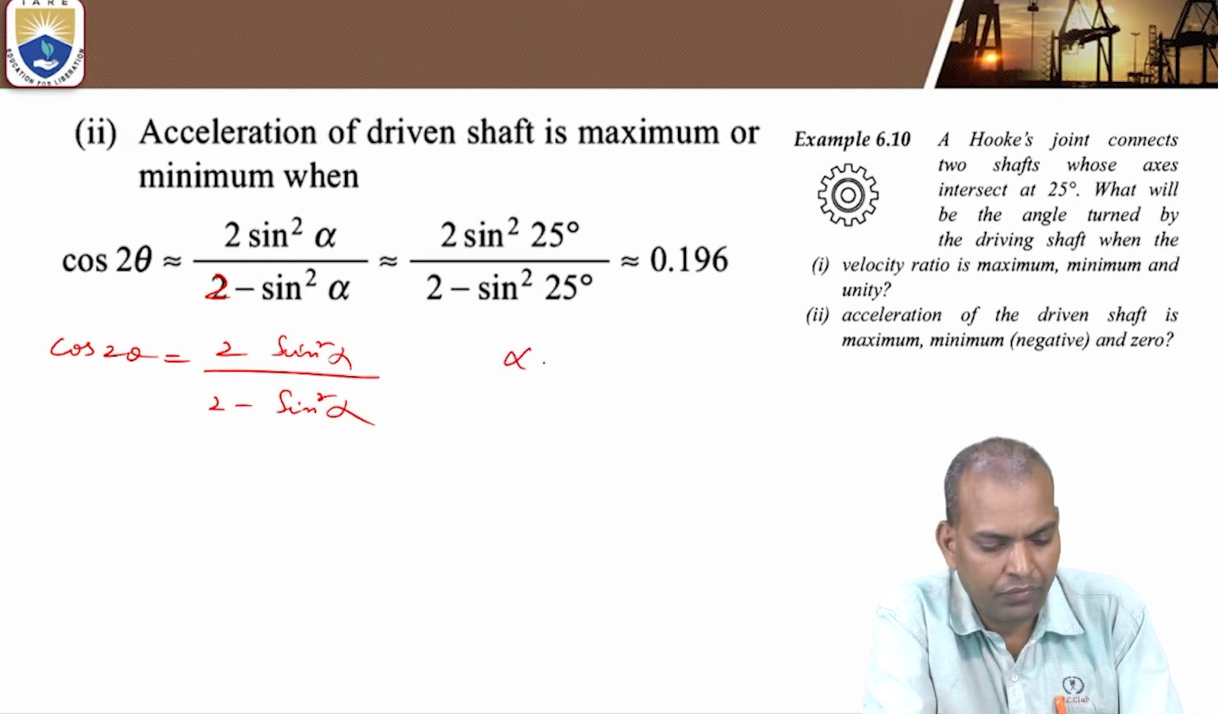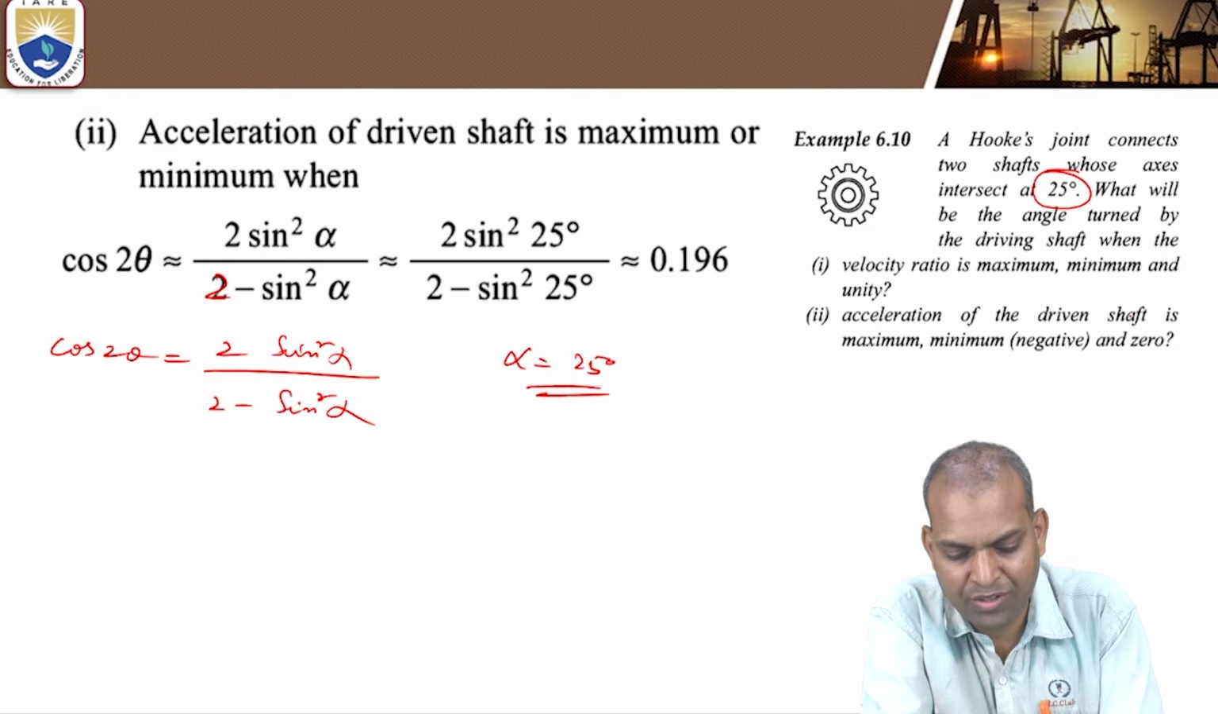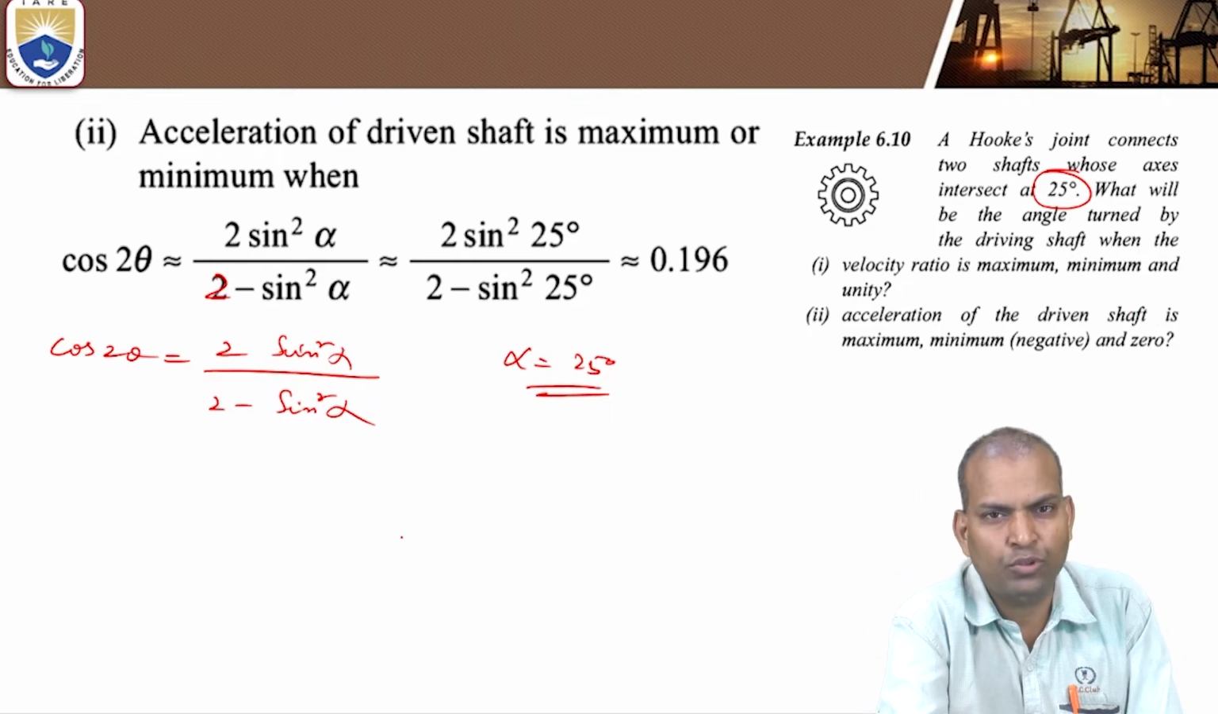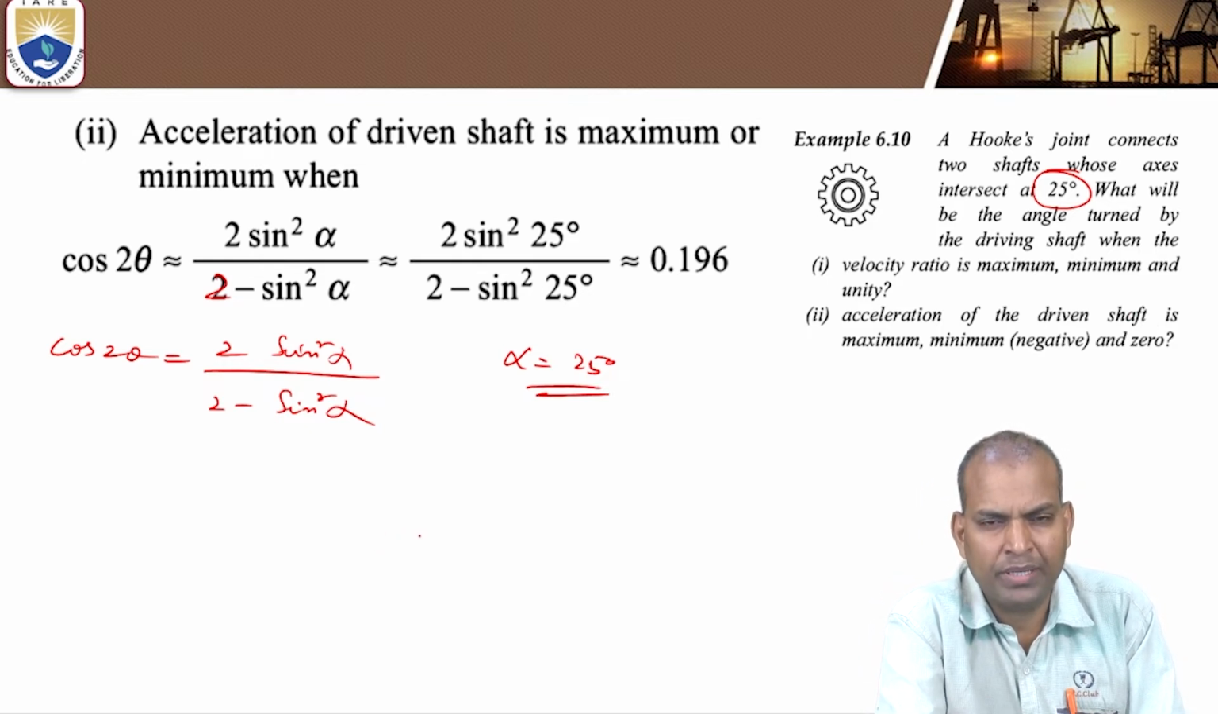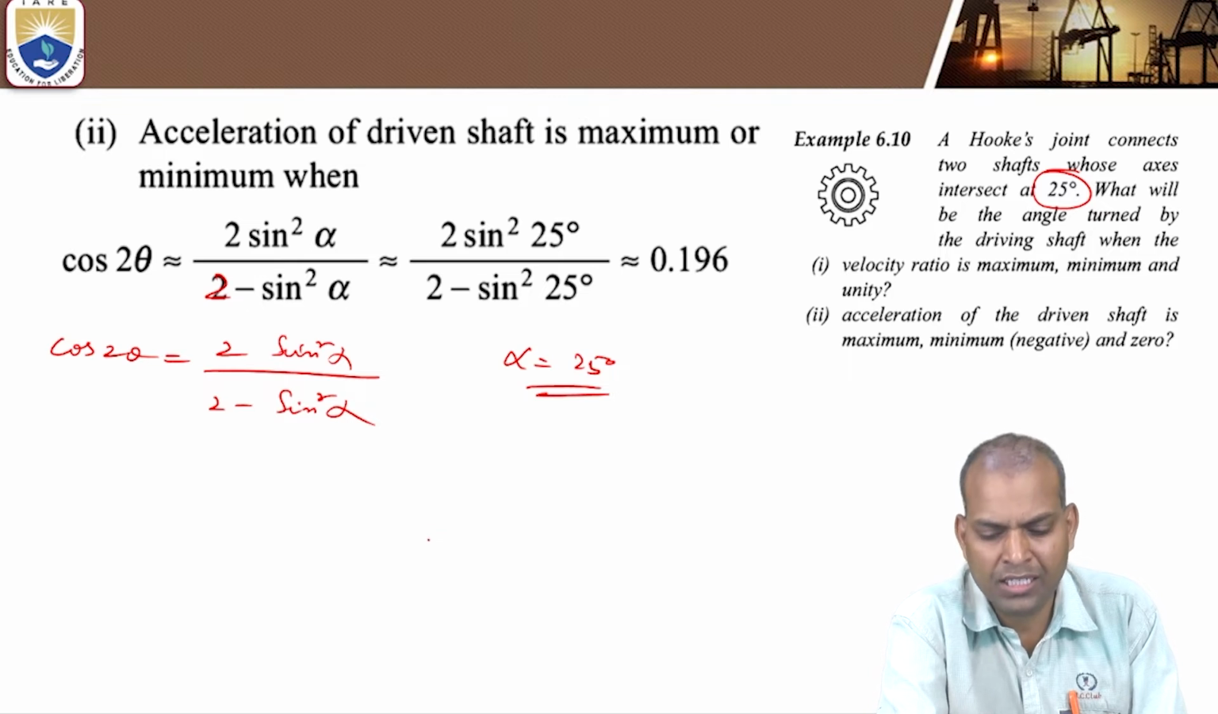We know already alpha equal to 25 degrees. That is the only single data and you have to do it all. That means the whole angular velocity ratio, acceleration ratio is dependent on the angle of inclination between the two axes of intersection.